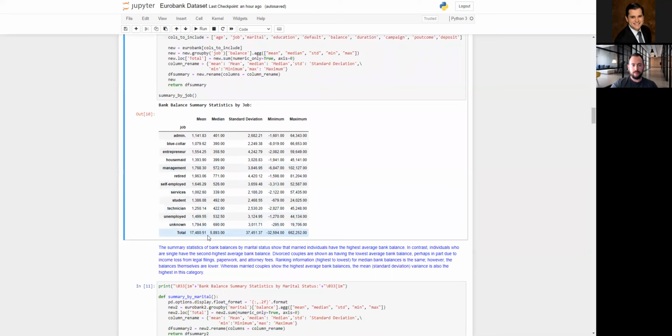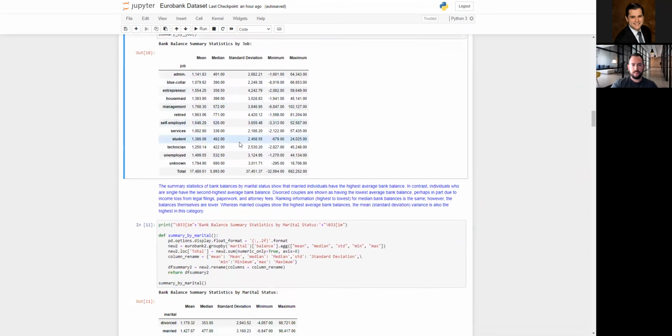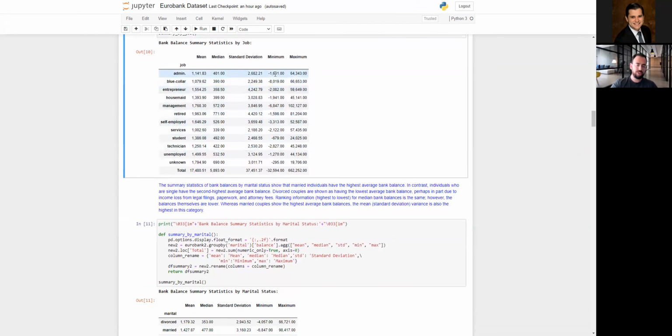So we have the total for the averages across all jobs, and then of course the minimums and maximums. What's interesting here, real quick, is that there are a lot of negative balances. Again, this could have something to do with overdrawn accounts, numerous reasons.